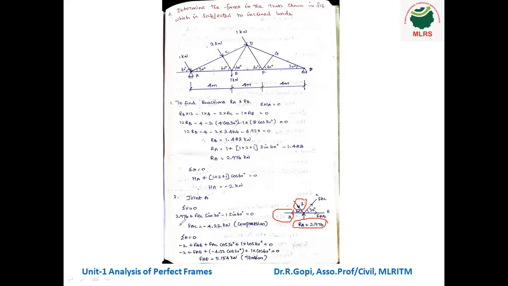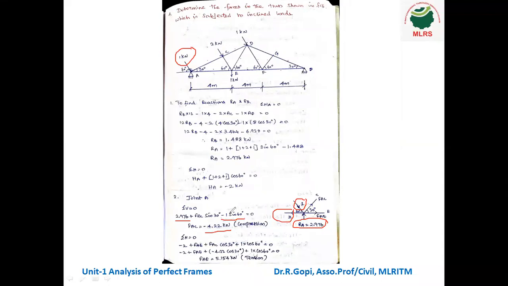What forces will come vertically? 2.976 is the reaction, plus FAC resolved into the vertical direction, which is sine 30. Next, minus 1 sine 60, because this force, if you resolve it vertically, is acting downward. Therefore FAC is equal to minus 4.22 kilonewton. This is the force in the member FAC.